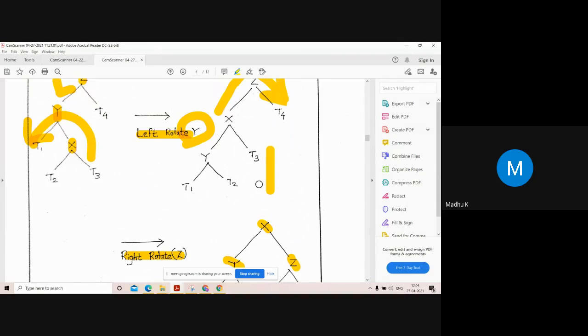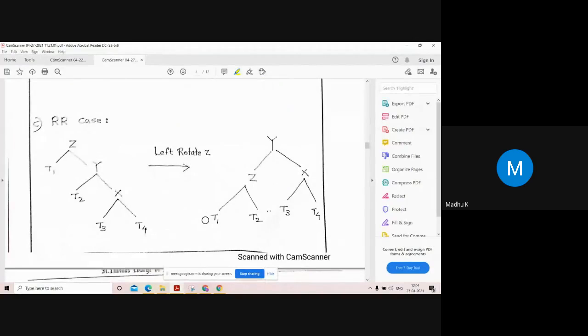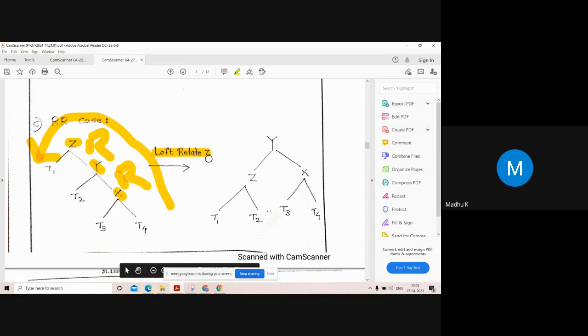On this, we will perform the right rotation. And the third case is the RR case. Z is here, Y is here, that is right, and X is here, which is also right. So we will perform a left rotation. That is, we will rotate this in this way, about Z. Left rotate Z operation is performed. The resulting tree will be like this.